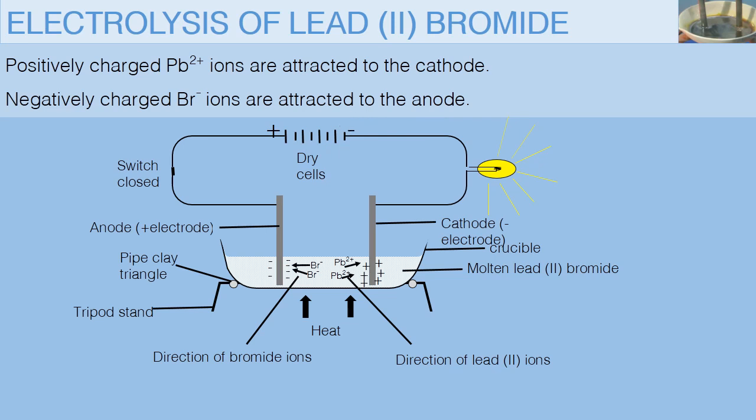Interestingly, at molecular level, the lead II ions will be attracted towards the cathode since they are positively charged, and the bromide ions will be attracted towards the anode since they are negatively charged. From the law of nature, you know that opposite charges attract. So negatively charged bromide ions are attracted towards the positive terminal of the battery, which is connected to the electrolyte by the anode.